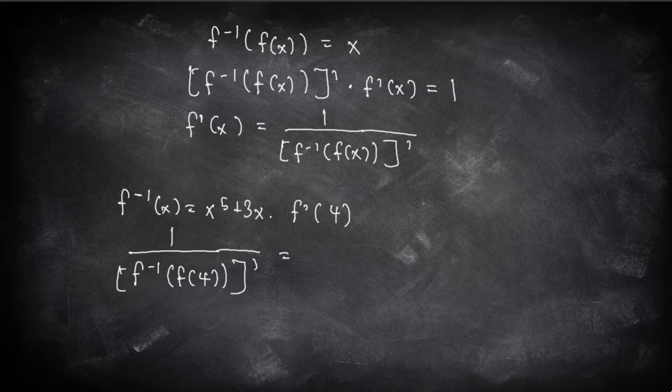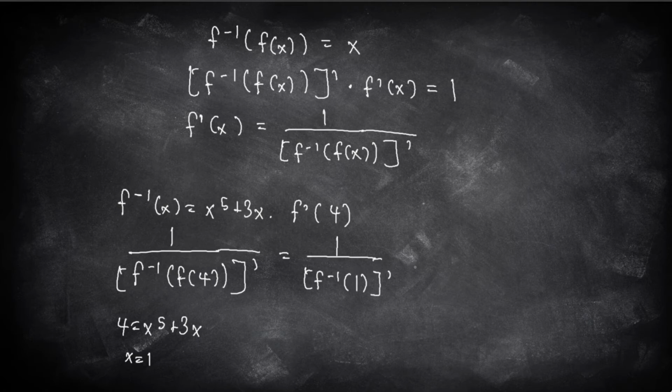Okay, so we first need to find this. We know that the x value of this function is actually the y value of this function. So we have 4 is equal to x to the power 5 plus 3x. The same procedure, so this is pretty simple. That means x is equal to 1, because 1 to the power 5 is 1, 3 times 1 is 3, so 1 plus 3 is 4. So that will give us the inverse derivative at 1.